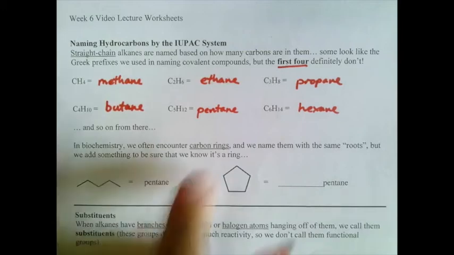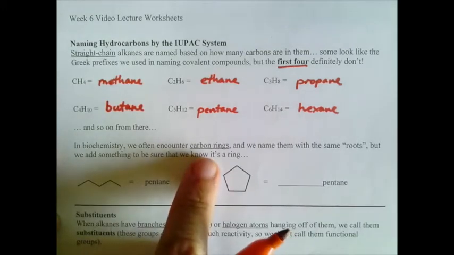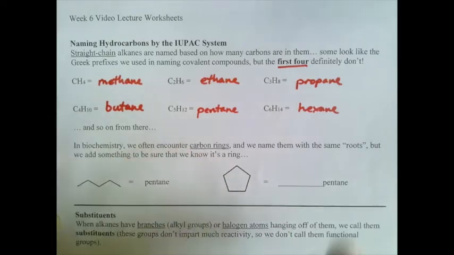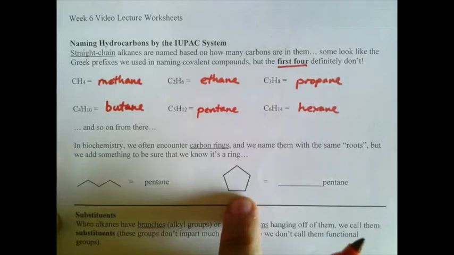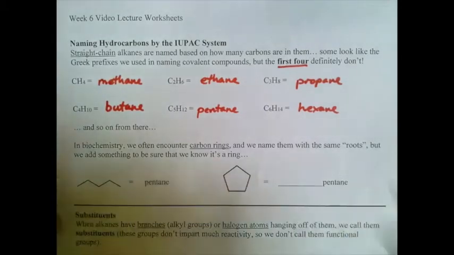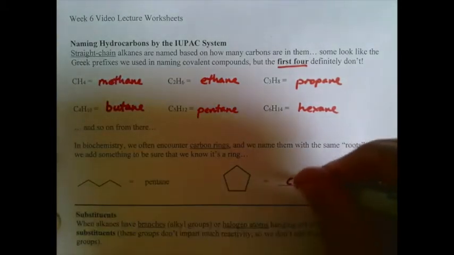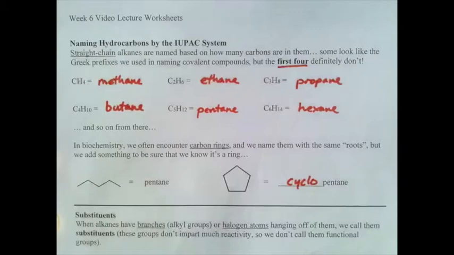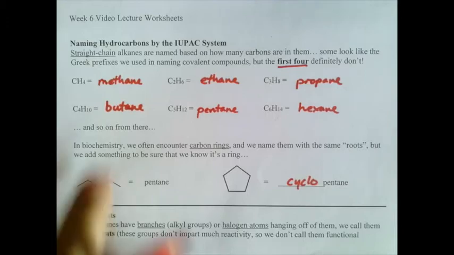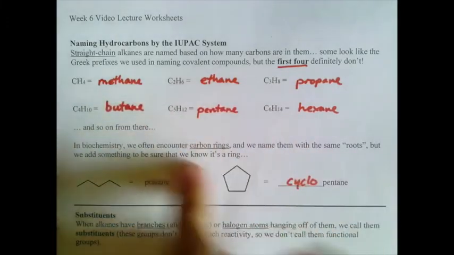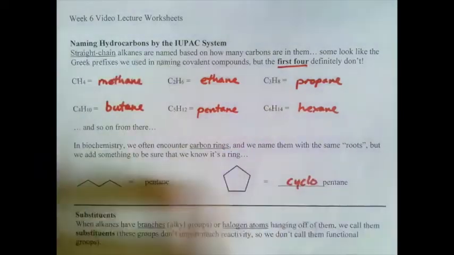Now, in biochemistry, we frequently encounter carbon rings, and those carbon rings we said are referred to as cycloalkanes. Well, that's also how we're going to adjust the name. Instead of just calling this thing pentane and that thing pentane, I call this cyclopentane, and that's how I tell you it's a ring. So as we established at the beginning, the first thing you want to do when you look at an organic molecule is look for the longest continuous chain, or the biggest ring, and name it accordingly.